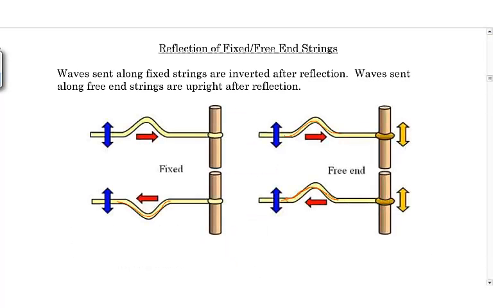Waves sent along fixed strings are inverted after reflection, and waves sent along free strings are upright after reflection. The left-hand side shows a wave pulse traveling down a string to a fixed end, and the reflected pulse is on the opposite side from which it came in on. On the right side, we see a free end where the wave pulse travels in on the top side of the string and is free to move. This end moves up and down and therefore reflects on the same side of the string on the way back.